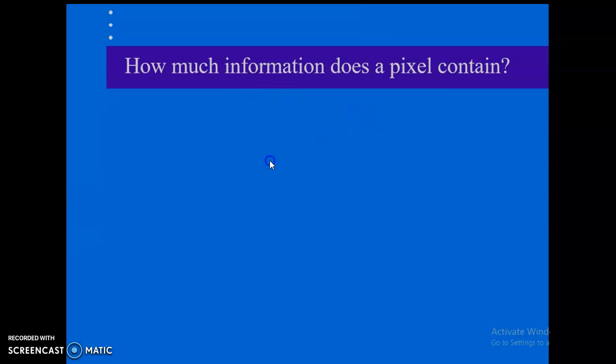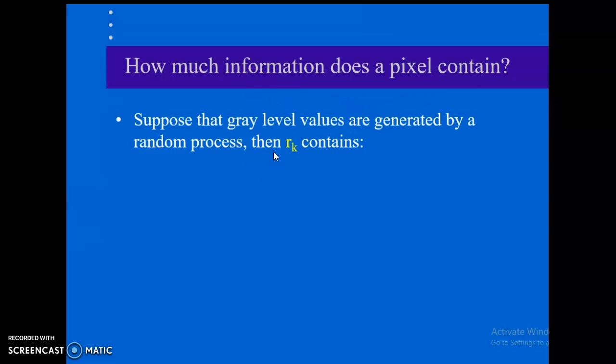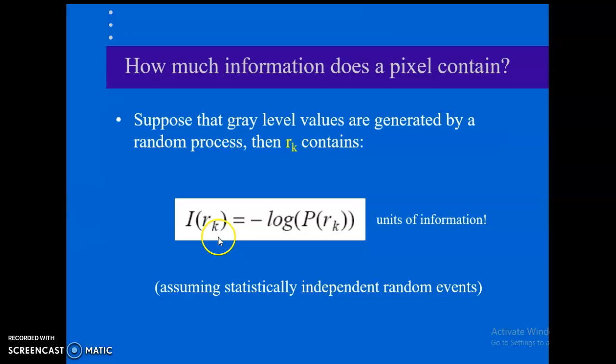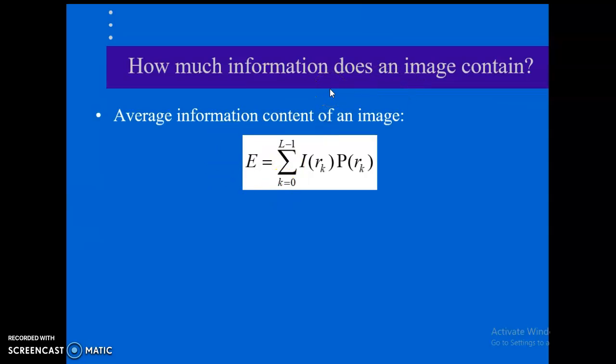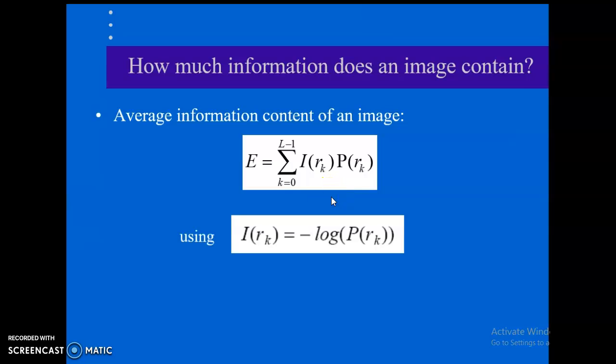How much information does a pixel contain? Suppose that the gray level values are generated by a random process, then r_k contains I(r_k) = minus log P(r_k) units of information, assuming statistically independent random events. How much information does an image contain? The average information content of an image is E = summation over k = 0 to L minus 1 of I(r_k) P(r_k), using I(r_k) = minus log P(r_k).